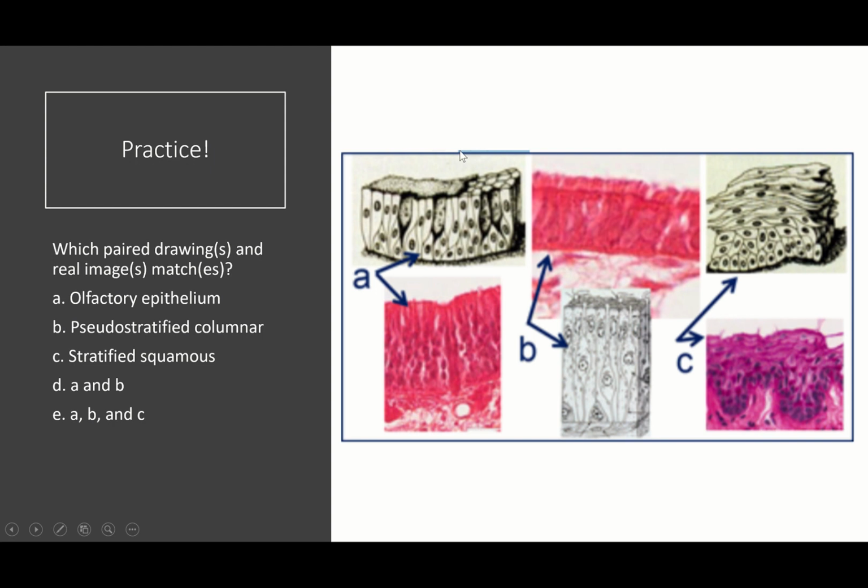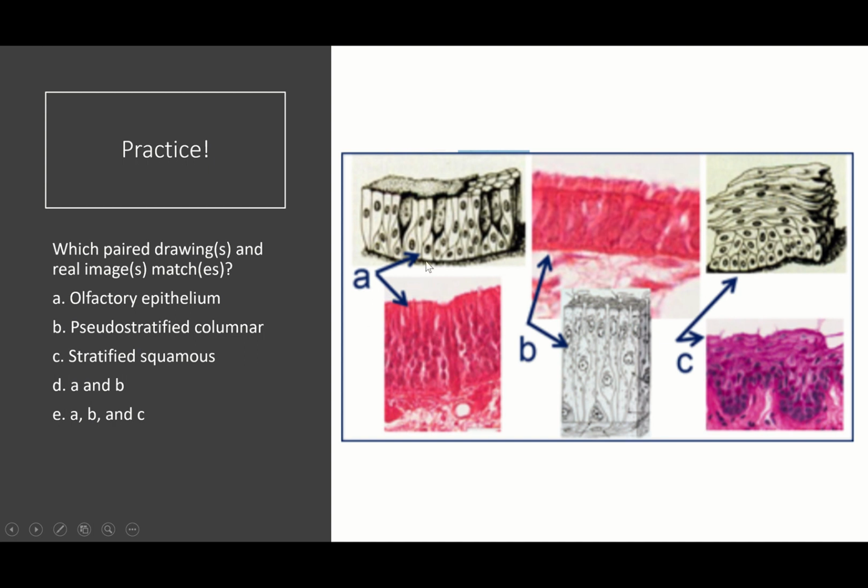This one is doing some matching. So which paired drawings and real images match? So A, up here, you can see this is a diagram of respiratory epithelium, right? And I know that because it's pseudostratified columnar. There's some goblet cells in here. These are the goblet cells. And there's cilia on the top. So that's respiratory epithelium. And this one down here is olfactory epithelium, right?